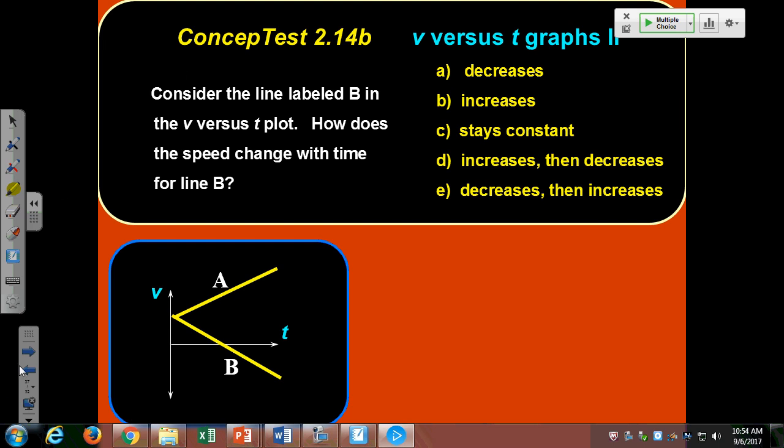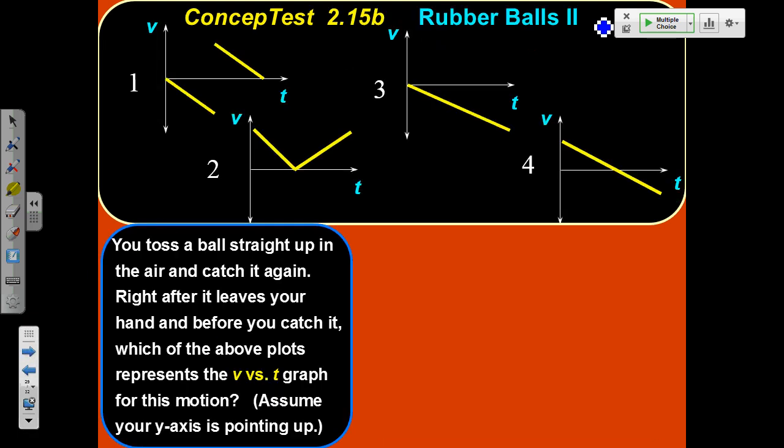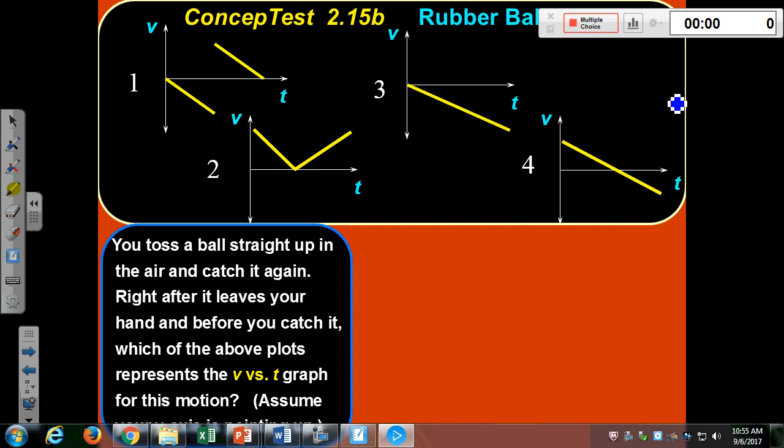We have some more like this. Let's try them out. If you were listening, you got the answer for this. When I toss a ball straight up in the air, right after it leaves your hand, before you catch it, which of these represents the v versus t graph? When I toss something straight up in the air, and then it leaves my hand, it comes back down.